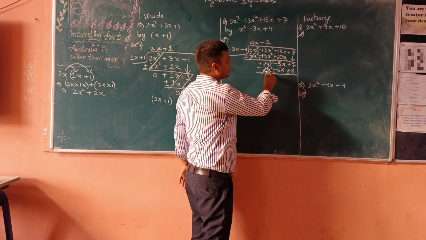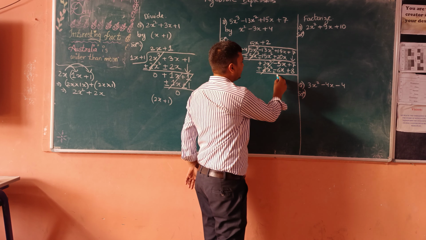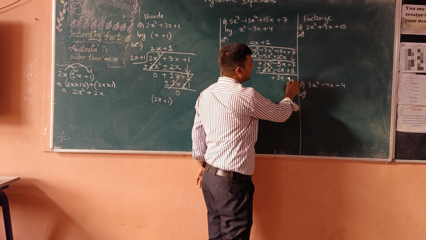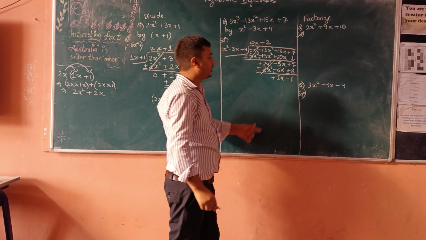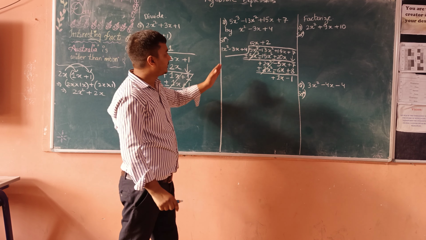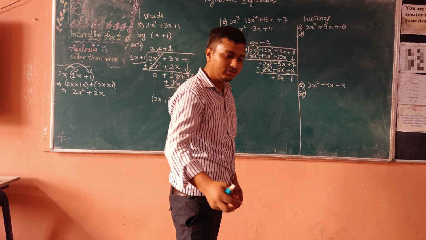2x square minus 2x square, sign finished. Minus 5x plus 6x. The answer is going to be 1x. Now here plus 1 minus 1 will become minus 1. So I got the remainder minus 1. So this is the process of how you should divide it. Now let me explain it by taking one more example.